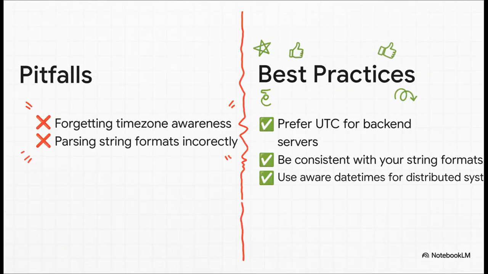So, to wrap it up with a final checklist. Number 1, don't forget time zone awareness. It is the number one pitfall. Number 2, be super consistent with your string formats so you don't get weird parsing errors. And finally, always use aware datetimes, preferably in UTC, for any distributed system. Stick to these rules and you'll save yourself a world of pain.